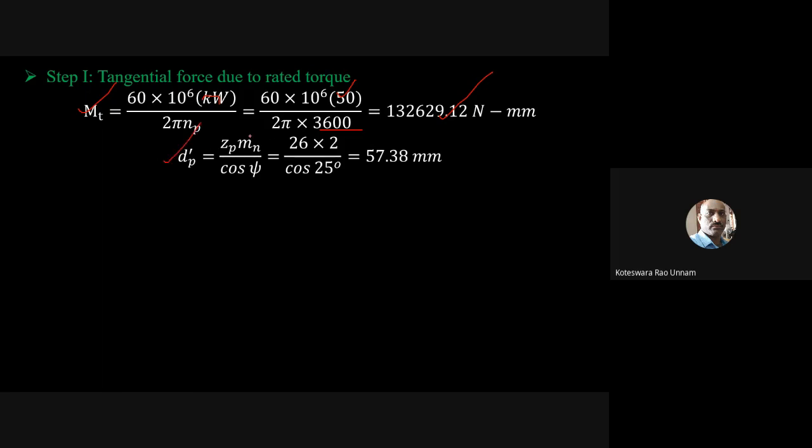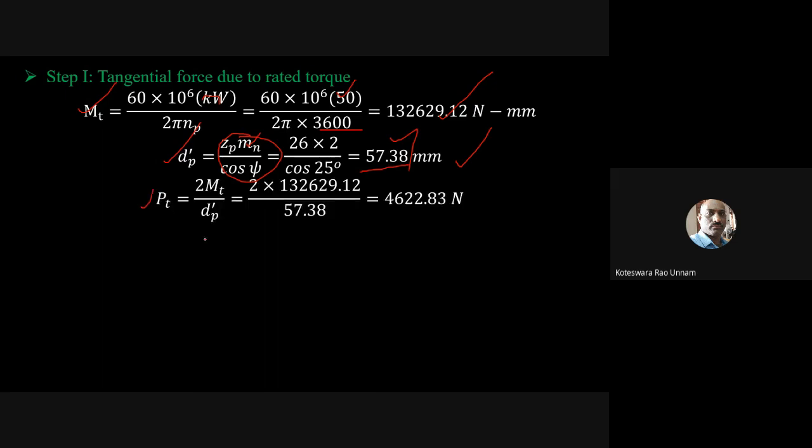So for that, first we will calculate the pitch circle diameter of the pinion. The formula is ZP, number of teeth on pinion multiplied by normal module Mn divided by cos psi. Everything is given in this. I'll substitute the data. I'll get the pitch circle diameter of this virtual spur gear, which is 57.38. So now, using this dp dash and mt, you can calculate pt. So pt is nothing but 2mt by dp dash. If you substitute mt and dp dash value, you get the tangential component of the force as 4622.83 newtons.